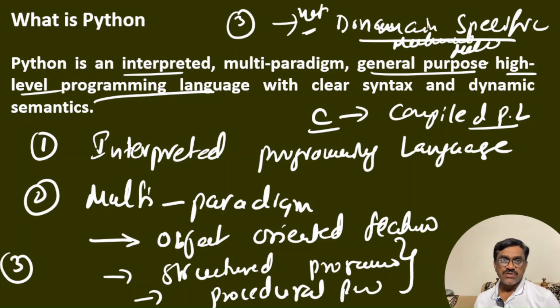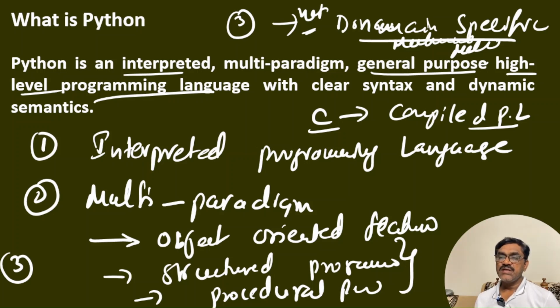the translators. When we use the concept of a compiler as a translator, that is known as a compiled programming language. When we use an interpreter as the translator to convert a high-level language program into machine language, then we call it an interpreted programming language. In the coming classes, we are going to discuss in more detail the difference between the compiler and interpreter.